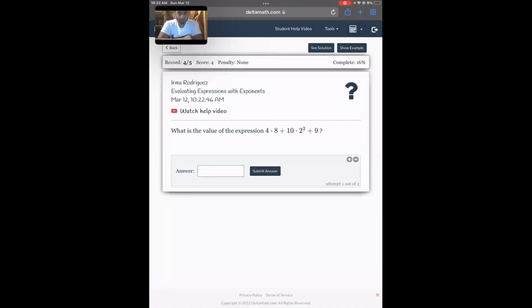All right. What are we doing first here? There's no parentheses, so we do the exponents first. 2 times 2. 4. Okay. 4 times 10. 40. Okay, good. So the middle term is 40. And now what's 4 times 8? 32. Okay, so we have 32 plus 40 plus 9. How much? 32 plus 40 plus 9?